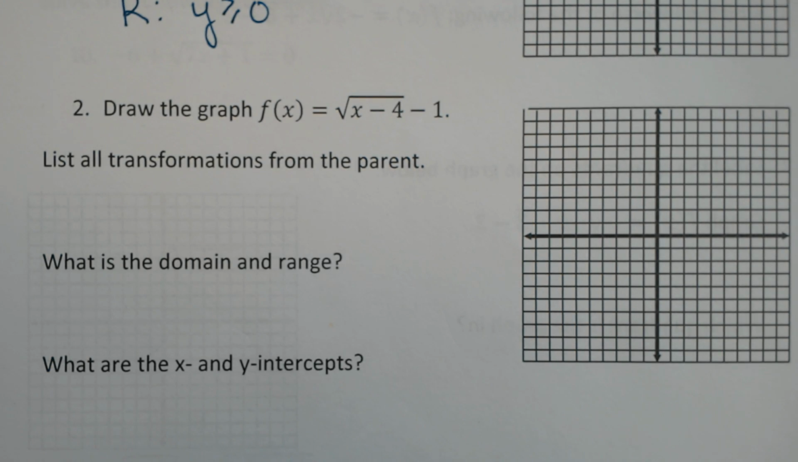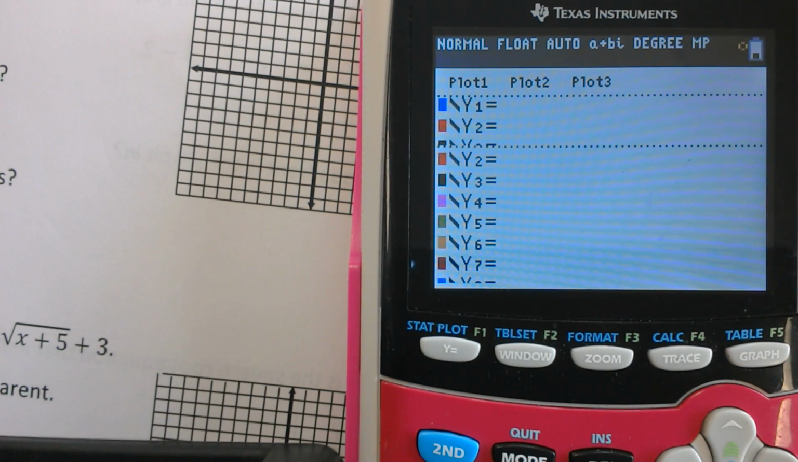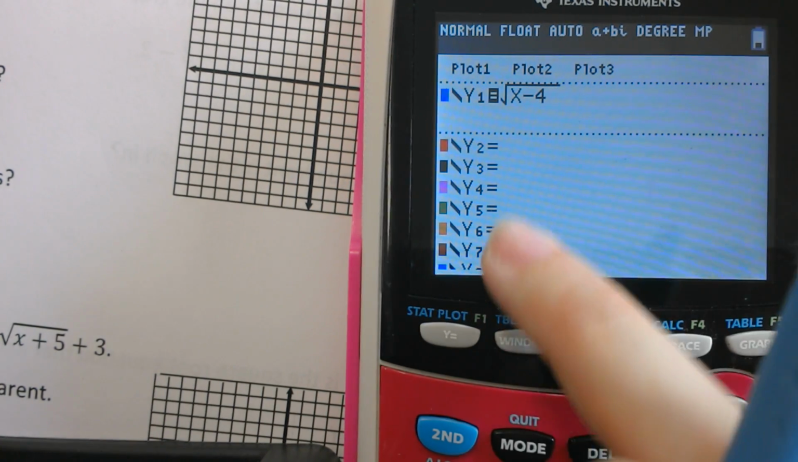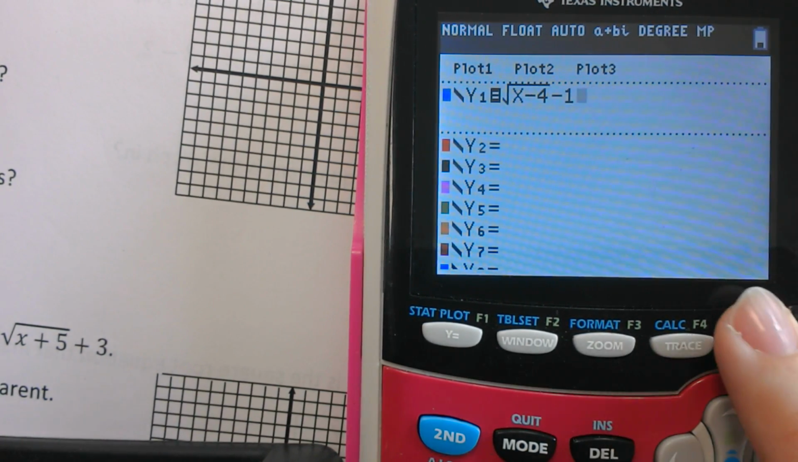Number 2 says draw the graph f of x equals the square root of x minus 4 minus 1. And list all the transformations, find the domain and range, and find the x and y intercepts. So I'll put it in y1, square root of x minus 4. And remember to arrow out, it has the blinking arrow. So you're going to press the right arrow key. And now you can type outside the square root minus 1. So I'm going to graph it.